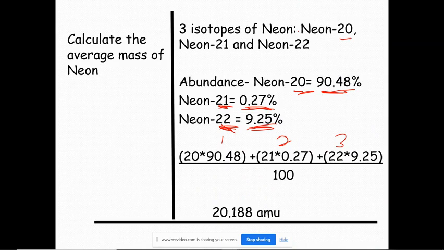So the decimal values on the periodic table reflect the weighted average of isotopes. So now let's take a look at the worksheet that goes along with this and see how you guys do putting this together.